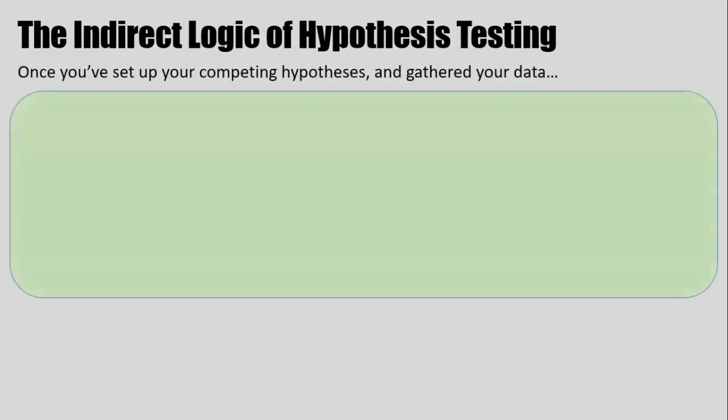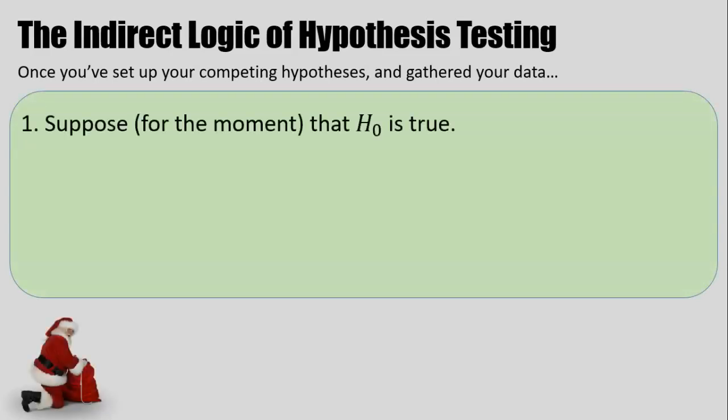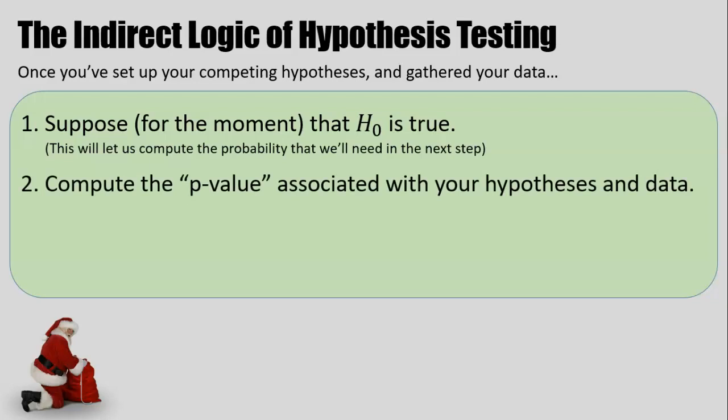Once you've set up your competing hypotheses and gathered your data, there are really just a few steps. First, we suppose, for the moment, that the null hypothesis is true. As we've just indicated, this will let us compute the probability that we'll need in the next step. The second step is to compute the so-called p-value associated with your hypotheses and data.